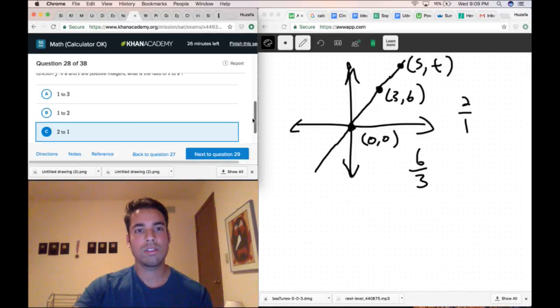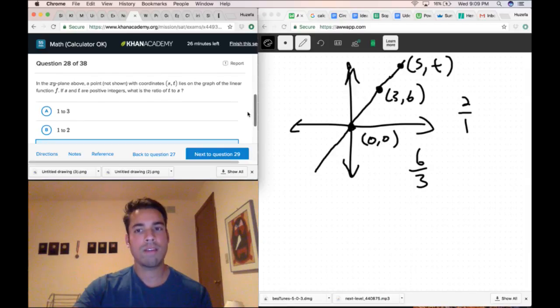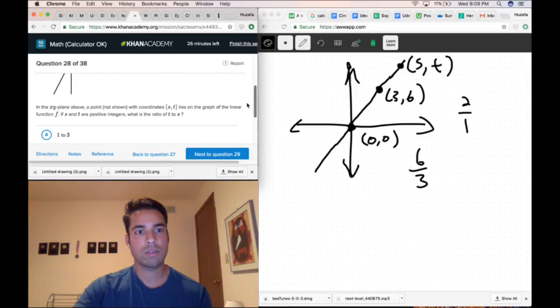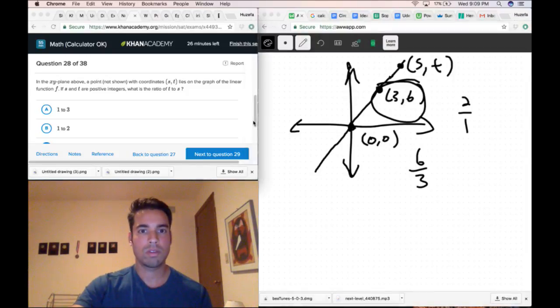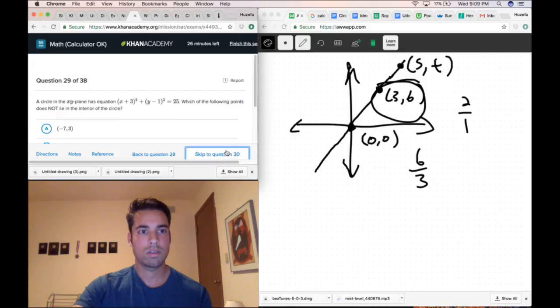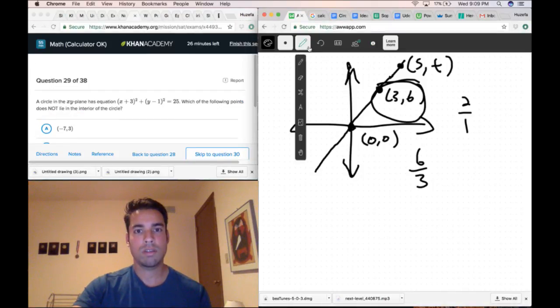They're saying what is the ratio of the y coordinate to the x coordinate. It's the same as what you have right here, but it would always be the same. Right? If we go up 2, it'd be 8, 4, so on and so forth. All right, 29.